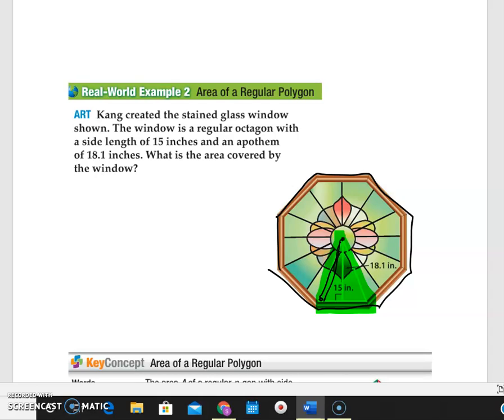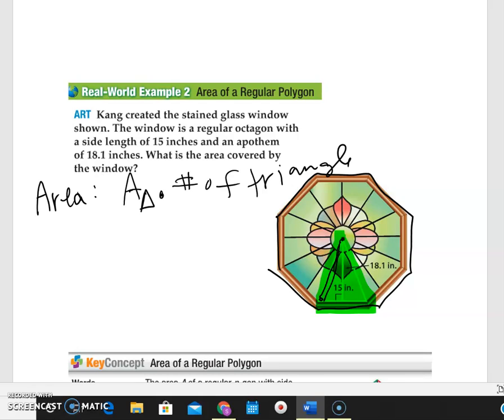So we're just going to focus on the 1. In order to find the area, one of the ways we can do it is to take the area of one of the triangles and multiply it by however many triangles there are. As long as those triangles are congruent, which they are in this case because it's a regular polygon, we're good. If the triangles were different sizes, then we couldn't do this.